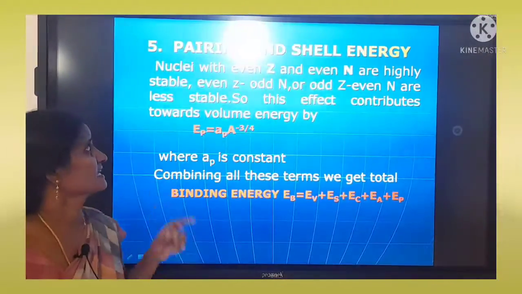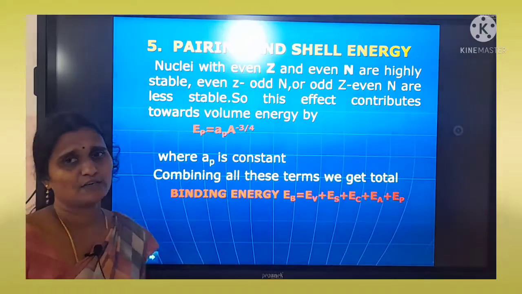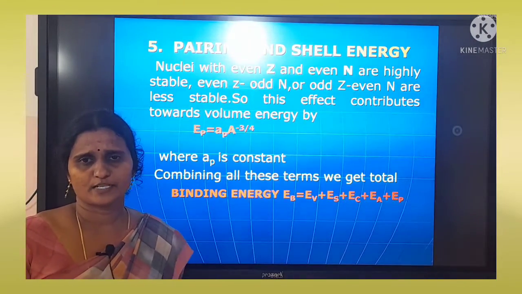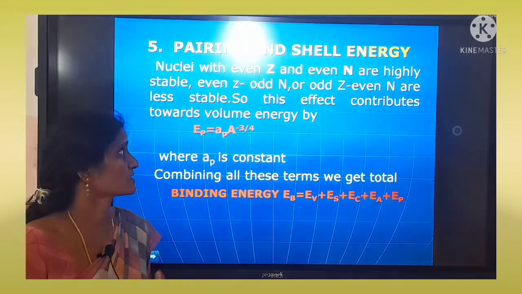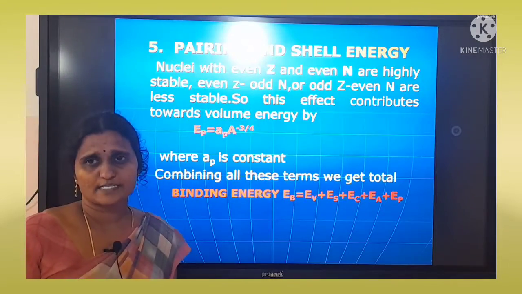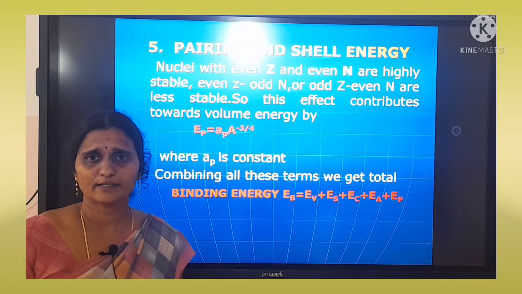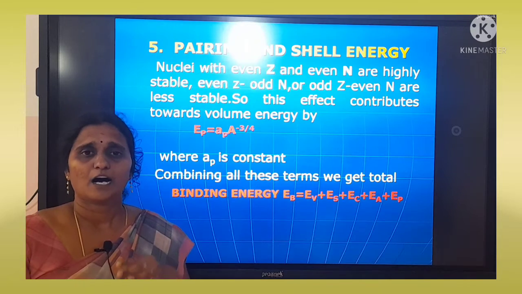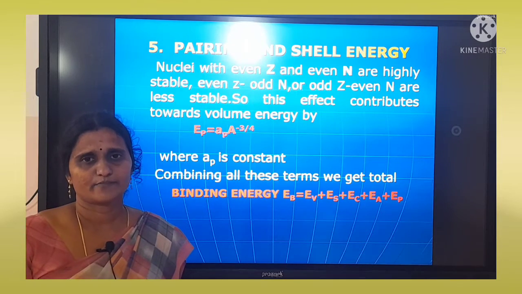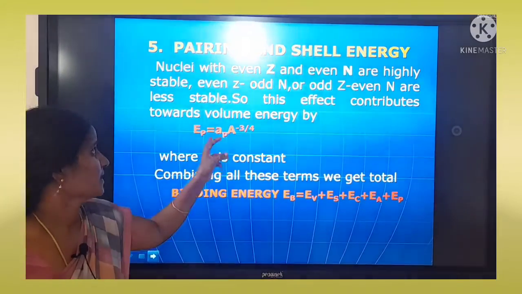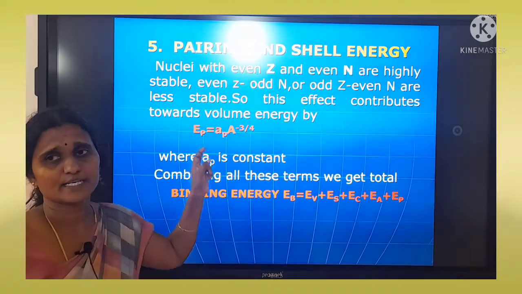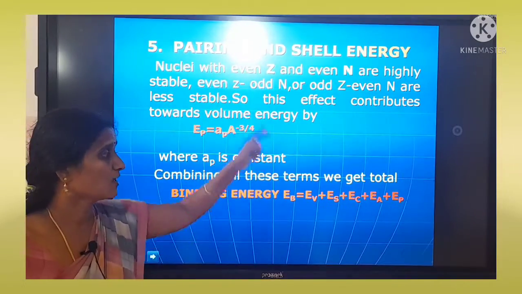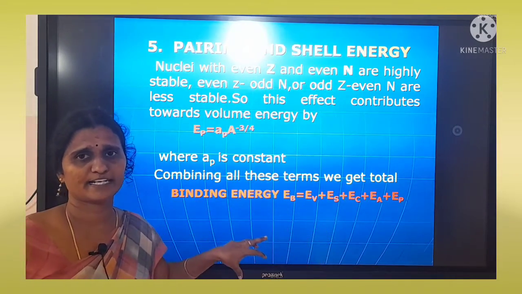Then the last term is parity. The maximum stability of the nucleus occurs when the number of protons and the number of neutrons are both even. Nuclei with an even number of protons and an even number of neutrons are more stable than those with even protons and odd neutrons, or odd protons and even neutrons. The parity energy is given by E_P is equal to A_P A power minus 3 by 4. These are all the 5 terms that contribute to the total binding energy.